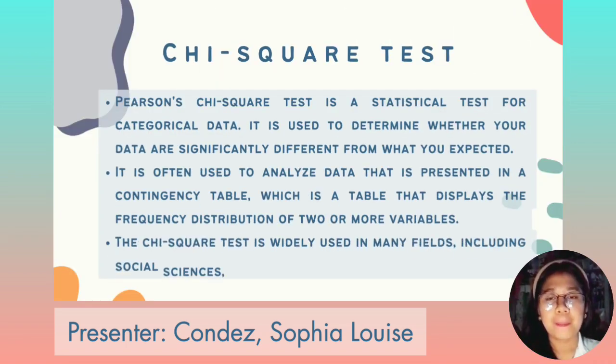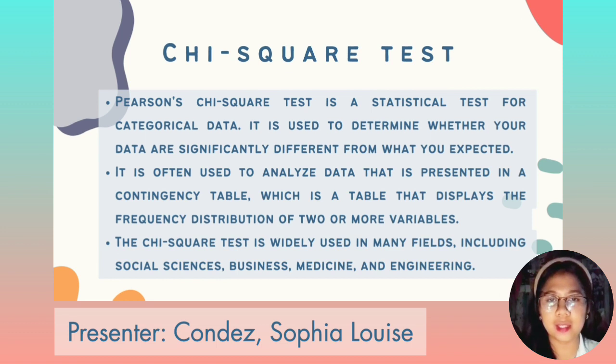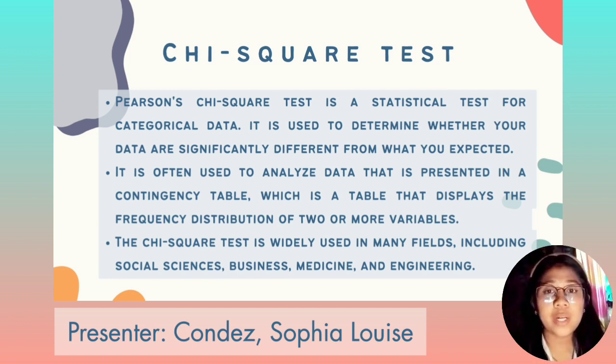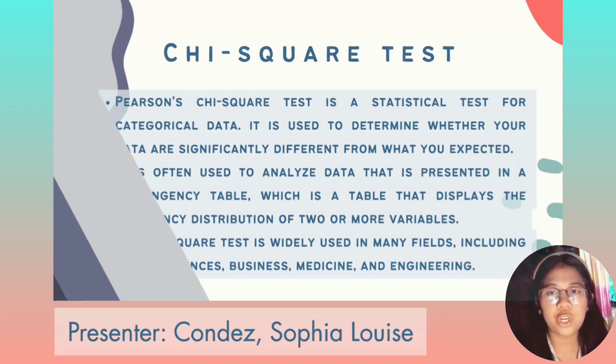Chi-square test. Pearson chi-square test is a statistical test for categorical data. It is used to determine whether your data are significantly different from what you expected. It is often used to analyze data that is presented in a contingency table, which is a table that displays the frequency distribution of two or more variables. The chi-square test is widely used in many fields, including social sciences, business, medicine, and engineering.